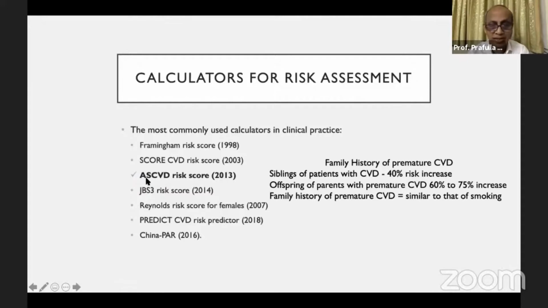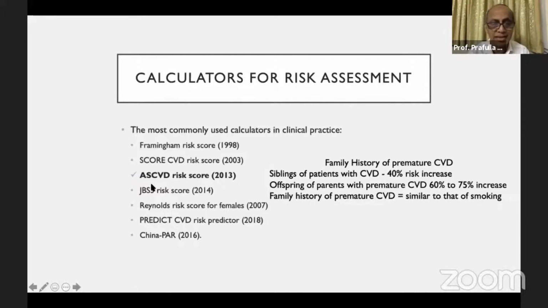Now, one limitation of the ASCVD risk score is that it does not account for the family history of premature CVD. It is there as a risk enhancer, but not within the score. And family history of premature cardiovascular disease is akin to smoking, as high as smoking. If your patient's sibling has premature CVD, then it puts her at a 40% risk increase. And if she is an offspring of a parent with premature CVD, the risk goes up to 60 to 75%.